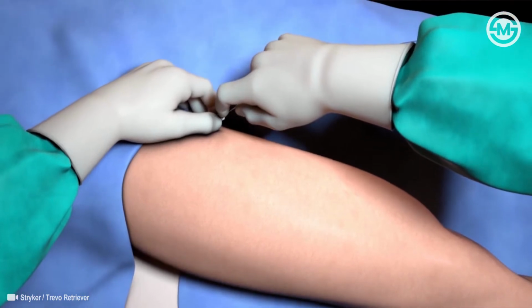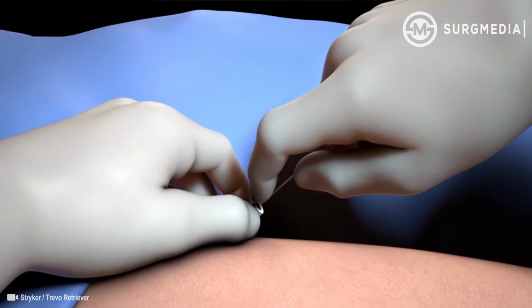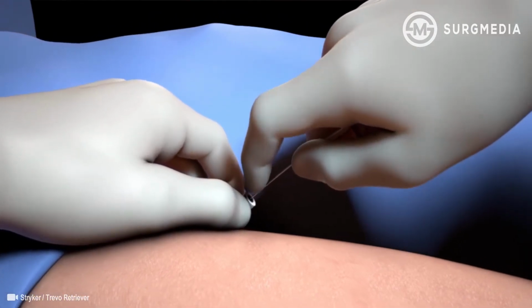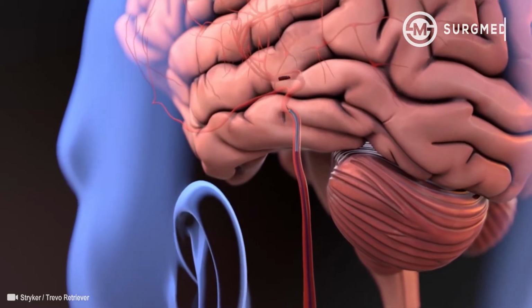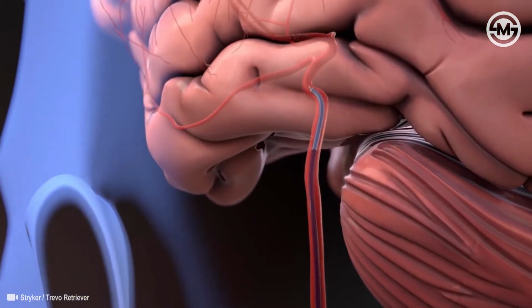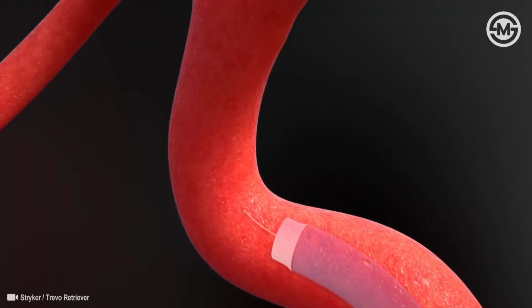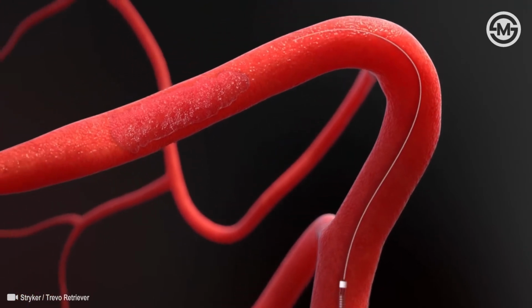The minimally invasive clot retrieval procedure begins by gaining access to the large artery in the groin, called the femoral artery. From the groin, the physician navigates a balloon guide catheter into an artery in the brain called the internal carotid artery. The balloon guide catheter helps control blood flow to the brain during the retrieval procedure.